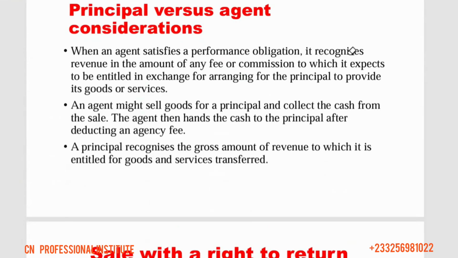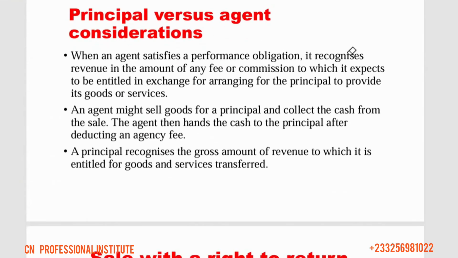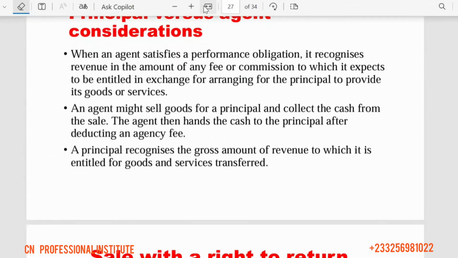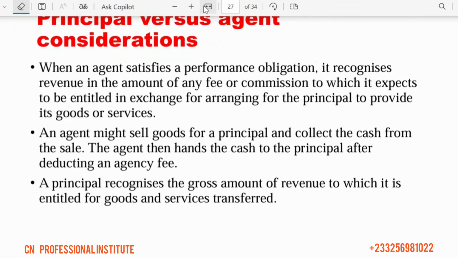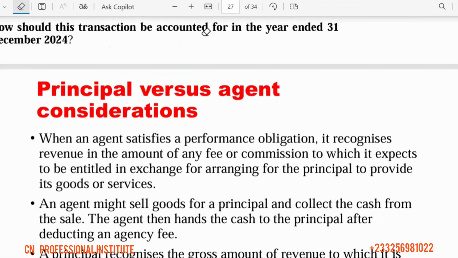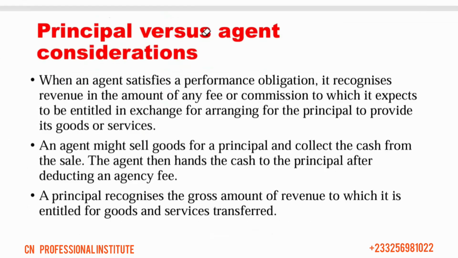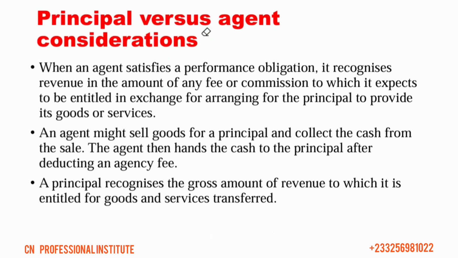Okay, now let's continue with some other areas in IFRS 15. One area is principal versus agent considerations. So how much does the principal recognize as revenue, and how much does the agent also recognize?